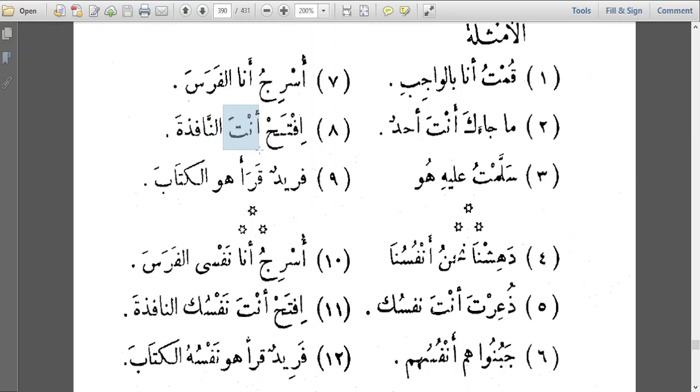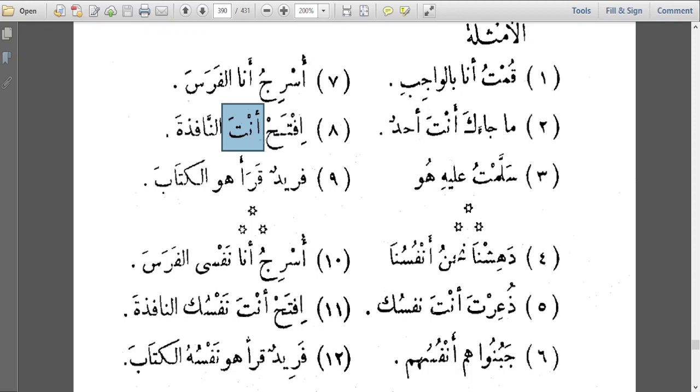The anta here is emphasis. It's not the fa'il of the iftah. So iftah fil amr mabni ala sukun. Then you say wal fa'il damir mustatir taqdiruhu anta. And then the anta here is ضمير منفصل مبني على الفتح في محل رفع توكيد للفاعل. جميل. That is how it goes.